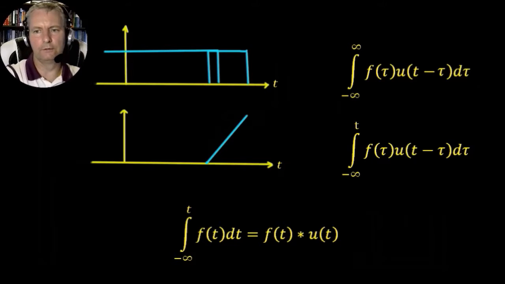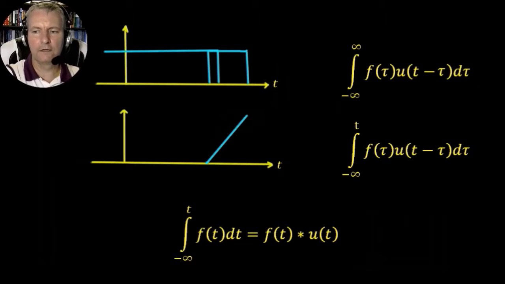Now we don't want it to do that. We want it to stop at a certain point, which is the end of this little function, a point t. So we really just want to integrate from minus infinity to our point t of the function f of tau times u of t minus tau d tau.